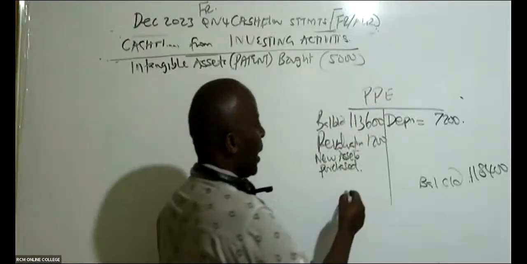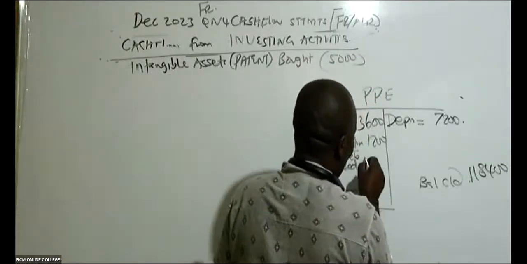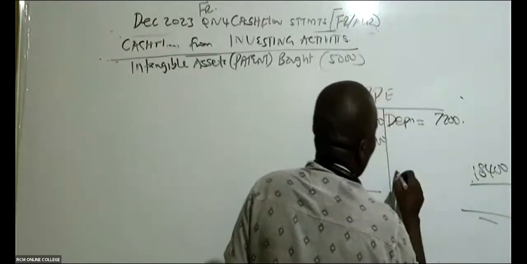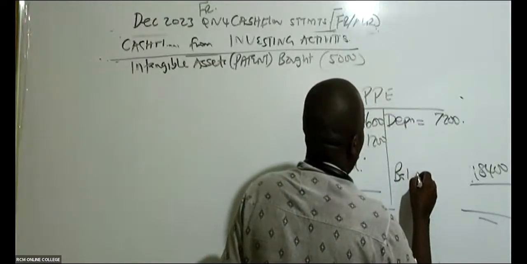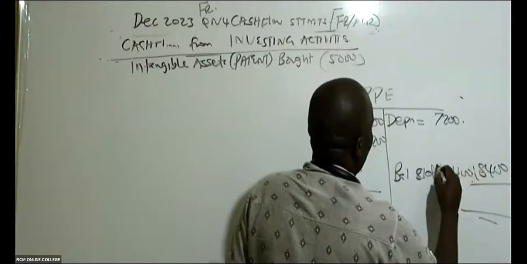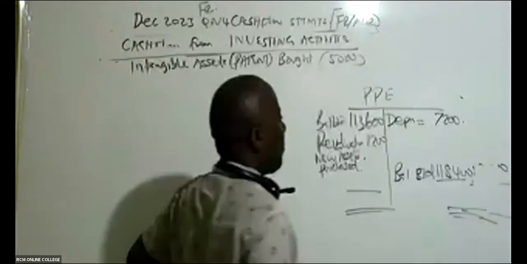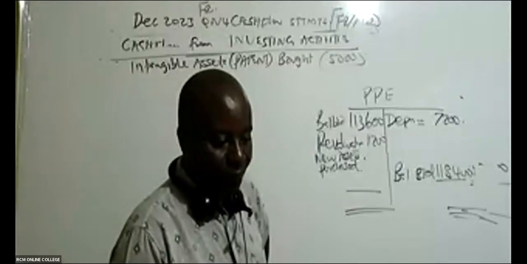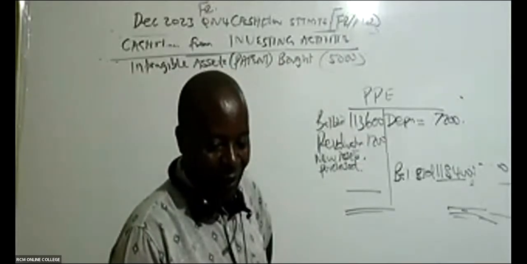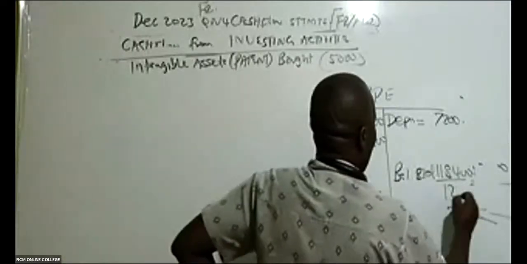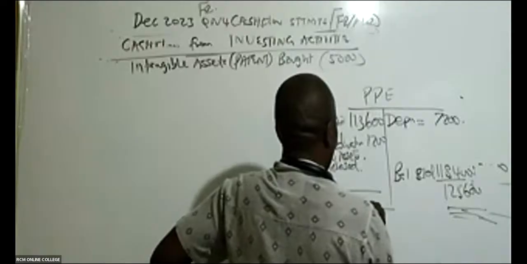So are you able to give me the balancing figure? The balancing figure is what will come here. Balance brought down, carried down, 118,400. So is there somebody who can give me 118,400 plus 7,200? In the interest of time, because I must finish, it is 125,600.